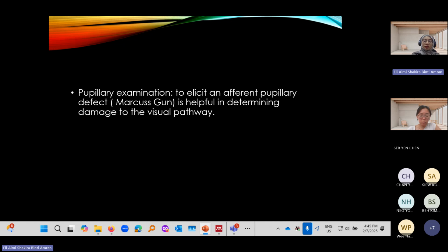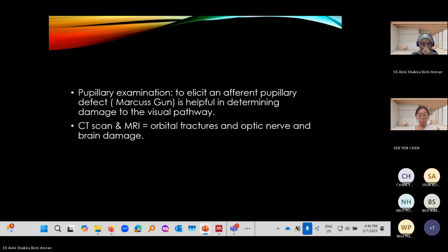So in this kind of visual loss, for pupillary examination, you have to check for a relative afferent pupillary defect, direct, indirect, Marcus Gunn, to make sure there is no damage to the visual pathway. Is there any visual loss or not? Confrontation if you can, and IOP. But the most important again is pupillary examination. And if you suspect much more serious damage to the orbits, the posterior orbits, or maybe the brain, straight away refer the patient for CT scan and MRI. The best is CT scan.